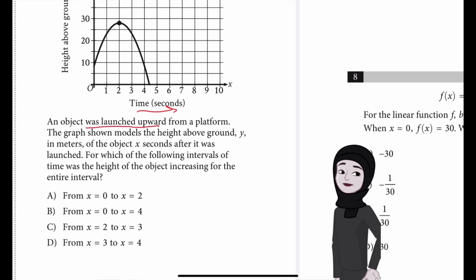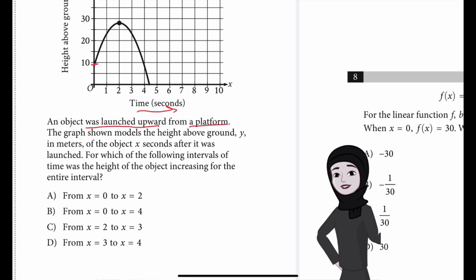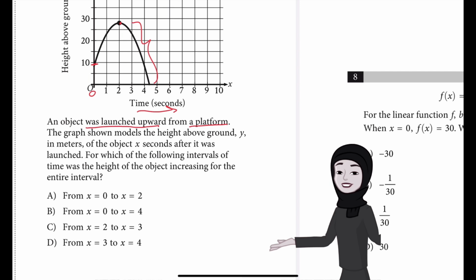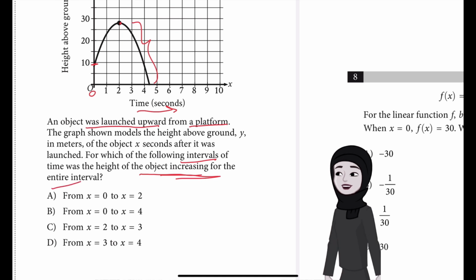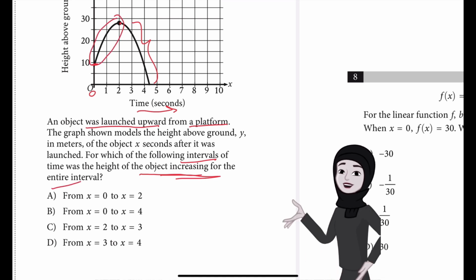So we can see that the object was launched upward from a platform from here, and that is from 0 seconds itself. And then it is reaching maximum after 2 seconds, and after that it is going down. But we need the interval of time where the height was increasing for the entire interval. That means from here to here it is increasing for the entire interval. So which should we choose?